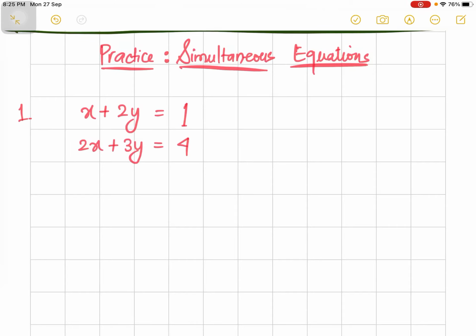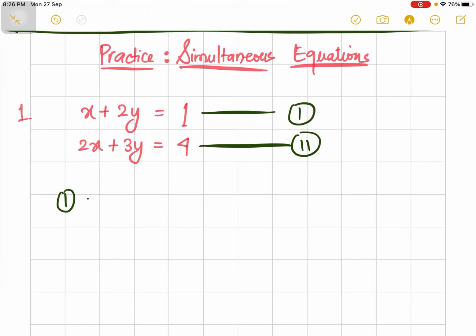Here are 5 questions on simultaneous equations. The first one is x plus 2y equals 1 and 2x plus 3y equals 4. Let's solve this using the method of substitution. Let's call this equation number 1. This one is equation number 2.